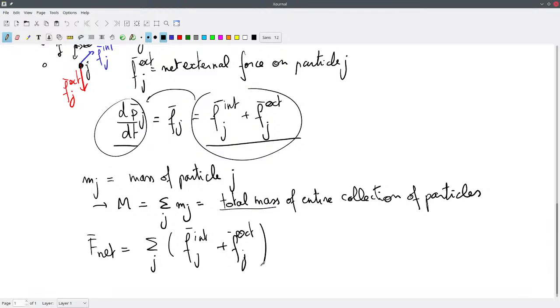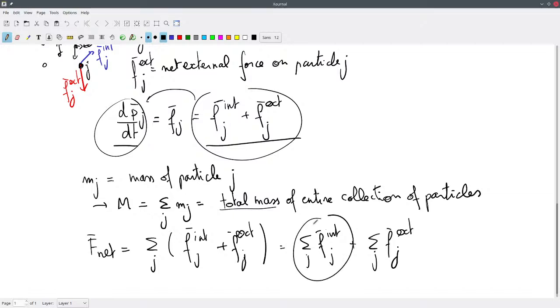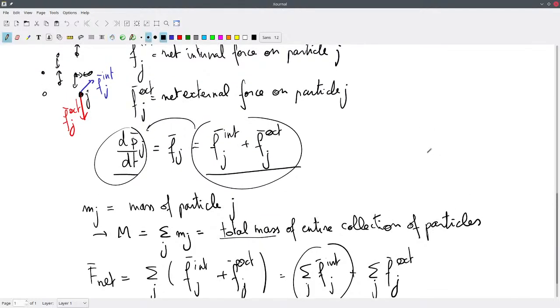If we add all of that up, we'll get a sum that goes over the internal forces and a sum that goes over the external forces. Now here's where the magic happens in some sense. If we think about this first term, the sum over the internal forces, and look back at our drawing, we're summing this over all of the particles, and for each of the particles there will be a component included in one direction and a component in the other direction.